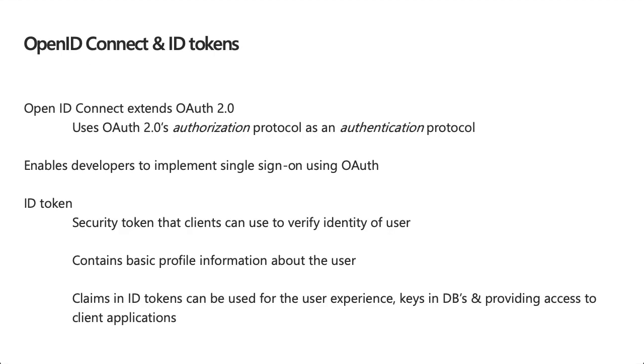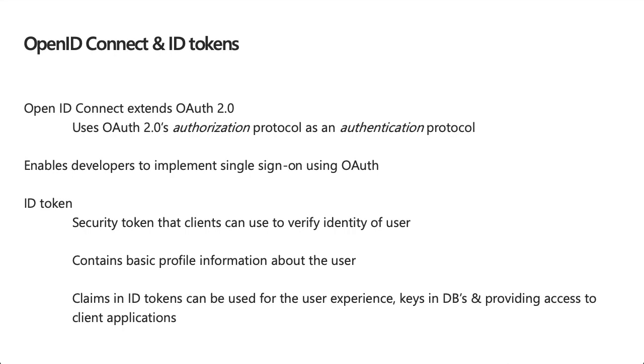The first type of token is an ID token that is made available via Microsoft Identity support for the OpenID Connect protocol. OpenID Connect extends the OAuth 2.0 authorization protocol to use as an authentication protocol. OpenID Connect enables you to implement single sign-on using OAuth in your applications. It introduces the concept of an ID token. An ID token is a security token that allows the client to verify the identity of the user. The ID token also gets basic profile information about the user.